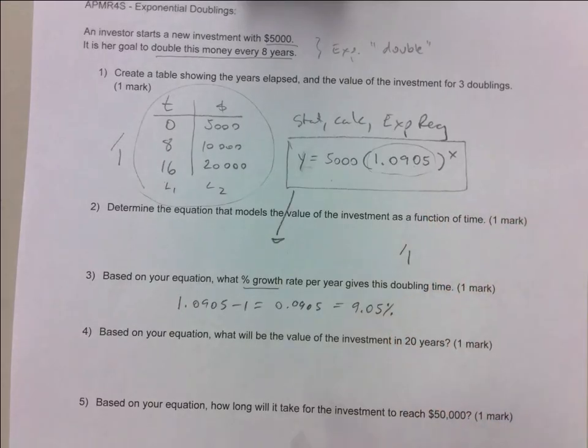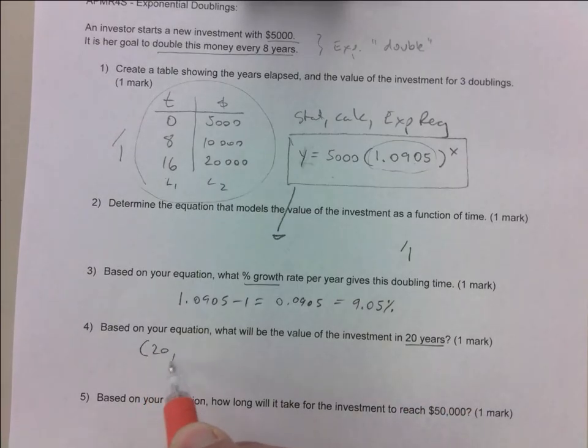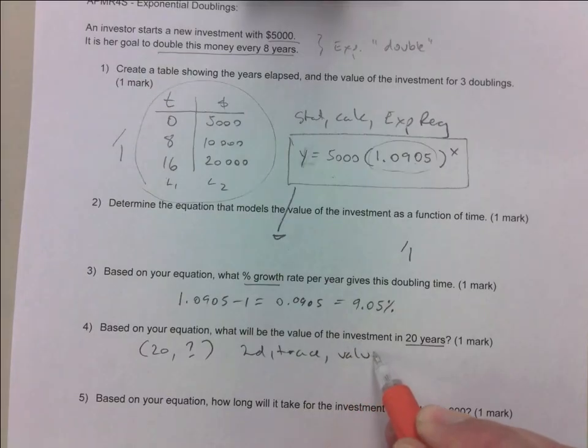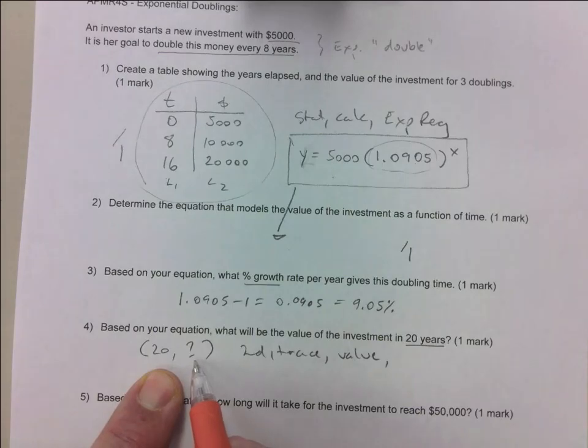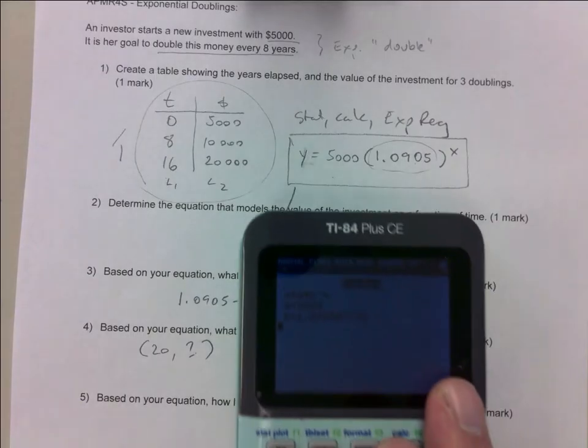Okay, keep going. Based on your equation, what will the value be in 20 years? That's time is given and they want to know the value, right? So this is basically what all functions tend to do once you know the equation. They give you one, they ask you for the other, okay? So you just have to be consistent. X is equal to 20. Something to watch out for here.